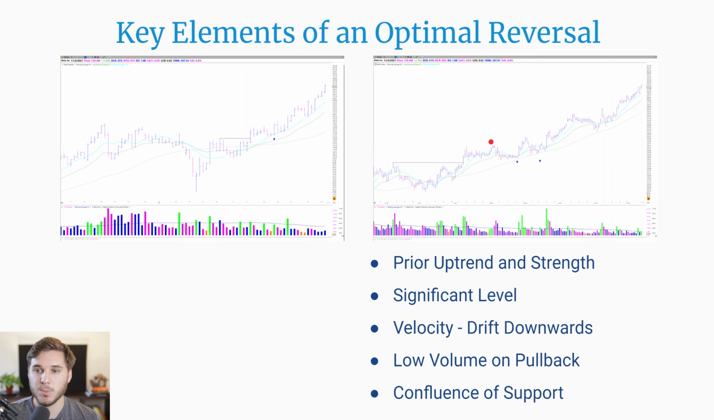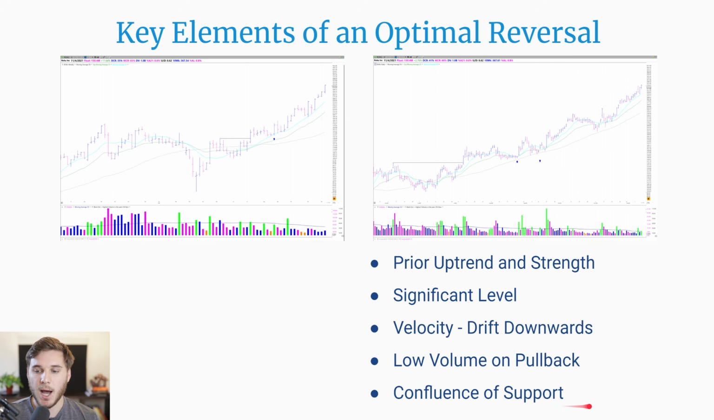So the velocity of this pullback, you want to see a slow drift back, basically just letting the moving average catch up to price, versus a quick sudden move on high volume with gap downs back to that key moving average. So as I mentioned, you want a drift downwards and low volume on that pullback.